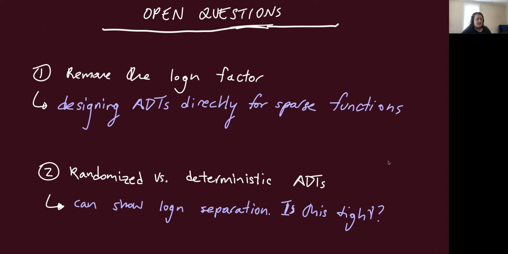The second question I'll mention is about randomized versus deterministic AND decision trees. So recall that randomized and deterministic decision trees, like standard decision trees, are equivalent up to a polynomial. For parity decision trees, there's a linear separation, but we don't know how this works for AND decision trees. What we do know is that we can show a log n separation, but we're interested to know if this is tight. So with that, I'll stop.